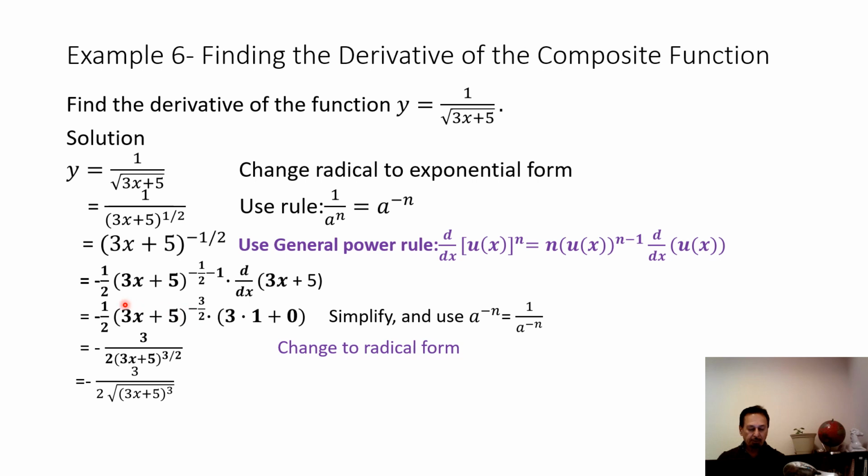And see the negative power, so we can bring this down to the denominator. And so we'll have minus 3 over 2 times 3x plus 5 to the power 3/2. So we can change to radical form, so you find we have 3 over 2 times the square root of, because the denominator is 2 here, 3x plus 5 to the 3rd power.